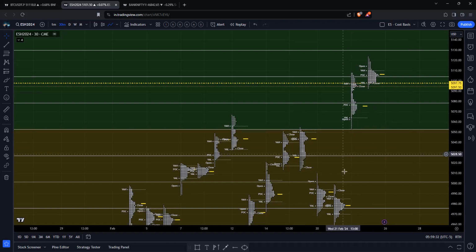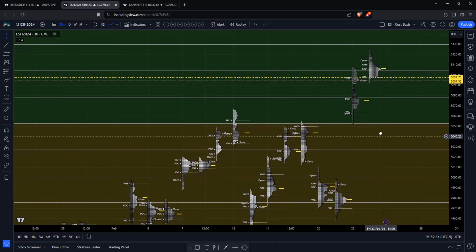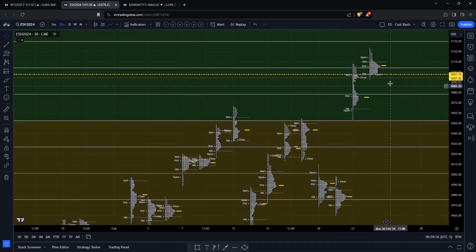For me, the gap is still a bigger thing, a bigger event to notice. Filling of the gap, I'm expecting. Filling of the gap will also see some responsive buying at 5,000.